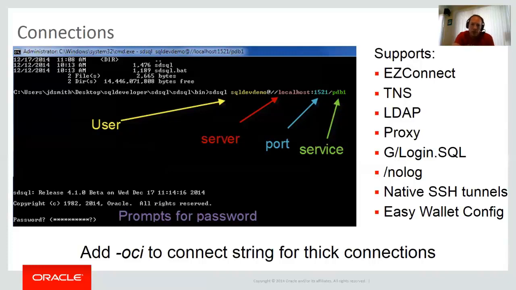But we also support TNS names files. We also support LDAPs, proxy connections. We've built native SSH tunneling. So you can open a tunnel and a port forward inside SQLcl and connect through that instead of having to mess with PuTTY. And we've made it easy to set up your wallets to get into databases that way.